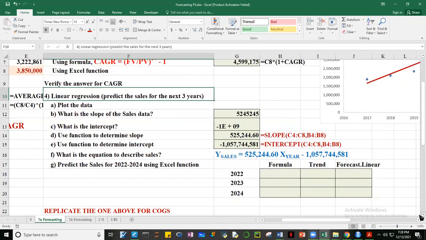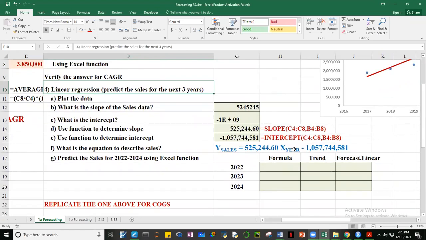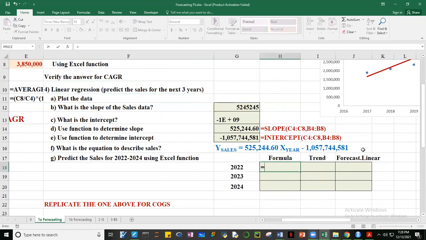Okay, using the formula. So yung formula, ito guys, di ba? Ito. So it will be equal to, okay, lagyan din natin to ng pangalan guys. Like, let's give this the name slope. Slope. And let's give this the name also intercept. Intercept. Okay. So let's compute for the sales, projected sales in 2022.